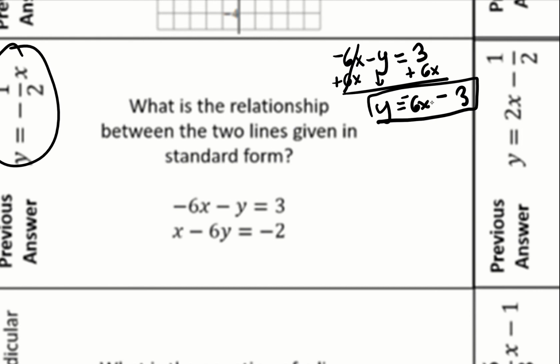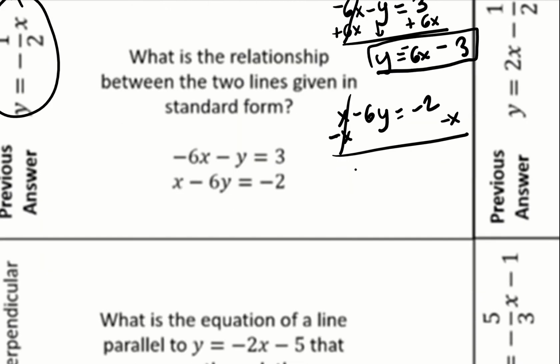solve the next equation. I have x minus 6y equals -2. Let's go ahead and get rid of this 1x here. I'm going to subtract it on both sides. Again, these terms on the right-hand side are not like terms, so I can't simply combine them. I'm going to bring down this -6y. Let's bring down the -x and then bring down the -2.